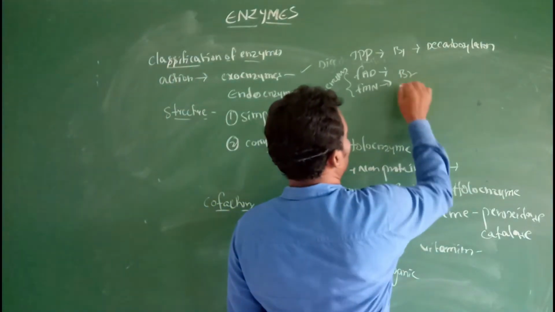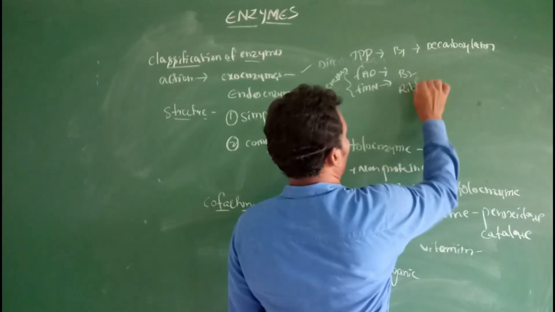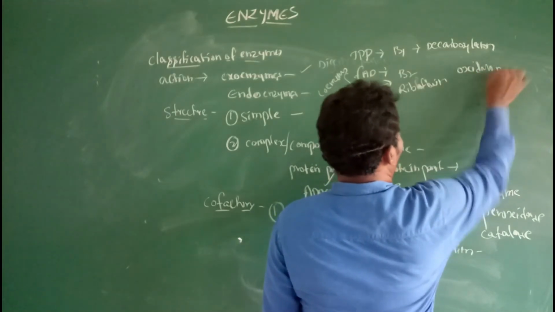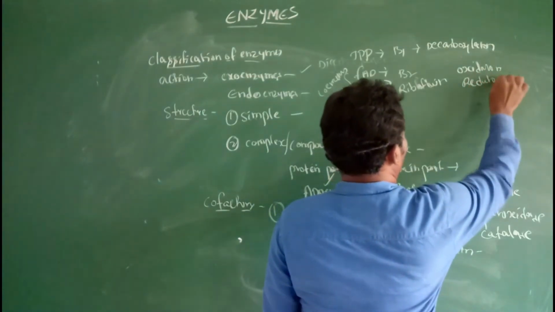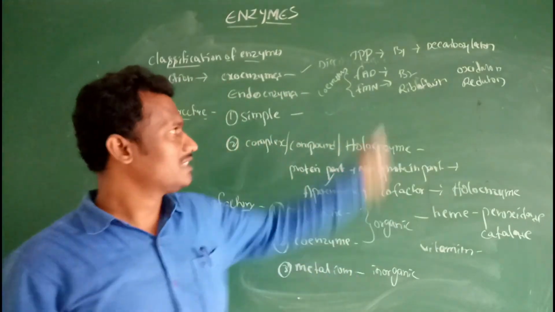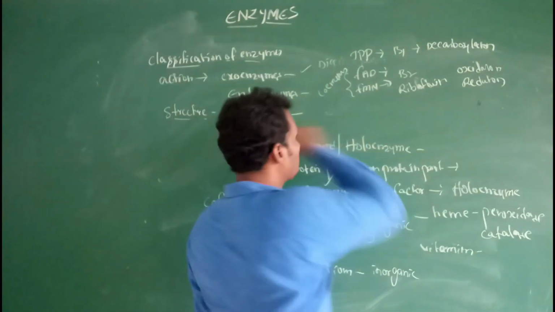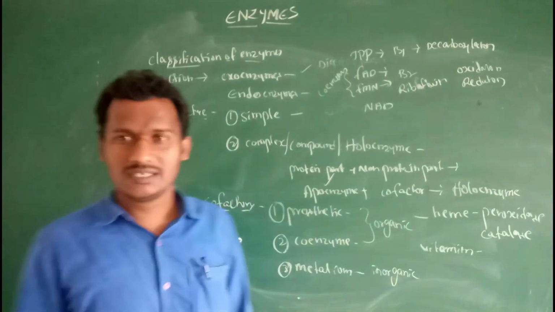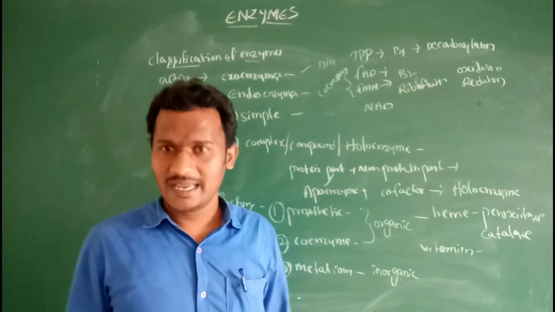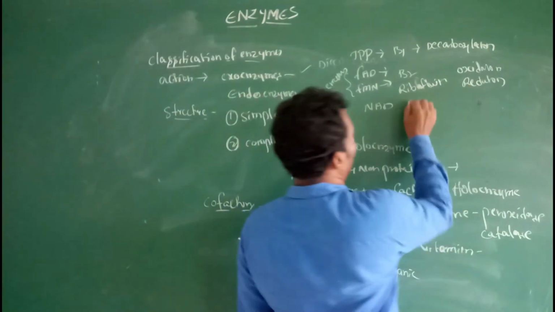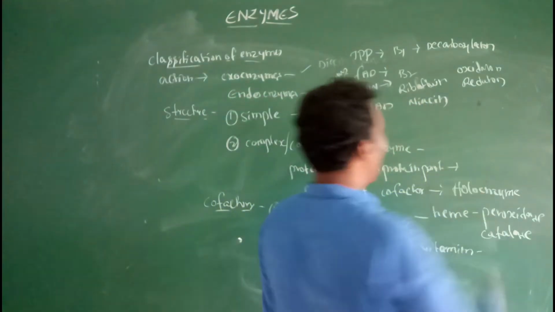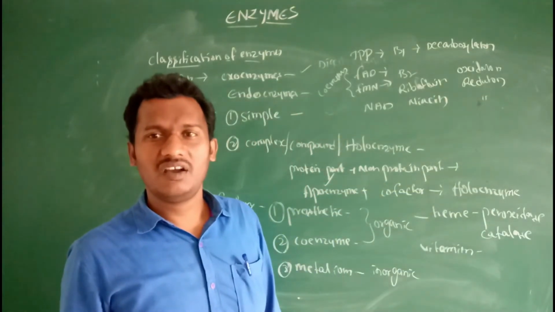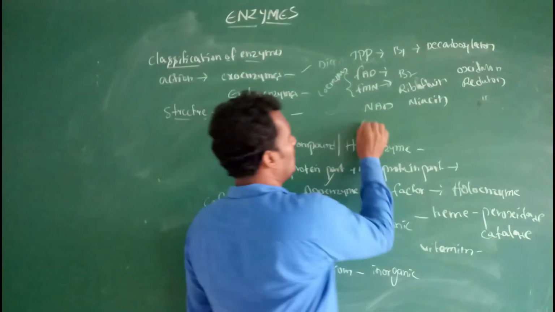So vitamin B2, riboflavin. Function is oxidation as well as reduction. Next one, NAD. NAD is also a coenzyme, nicotinamide adenine dinucleotide, from nicotinic acid, niacin. Function is also oxidation as well as decarboxylation.